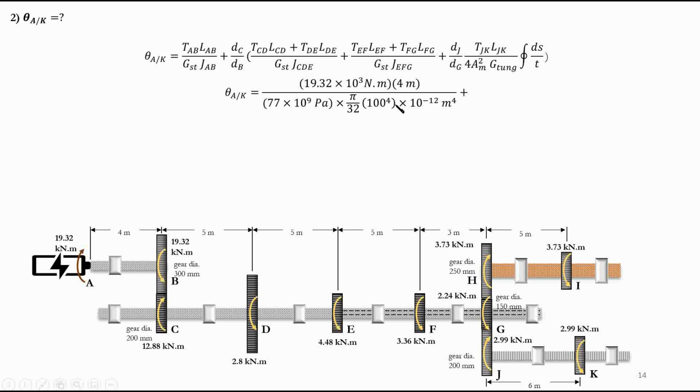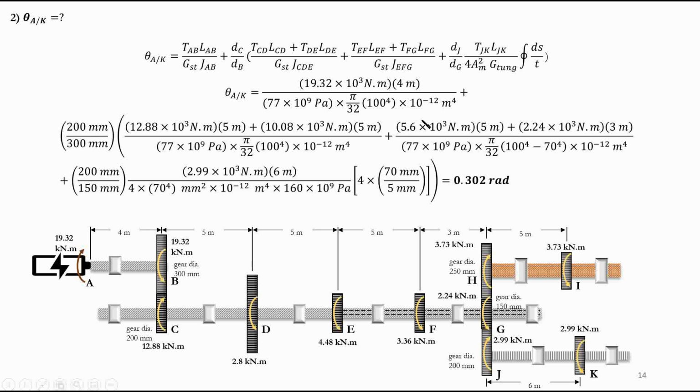Remember that we are using Newtons and meters here because we want to end up with radians for our rotation values. So it's multiplied by 10 to the power negative 12. Why? Because it's milli: 10 milli, which is 10 to the power negative 3, to the power 4, is 10 to the power negative 12. So we have to convert it to meters to the power 4. And then the rest.